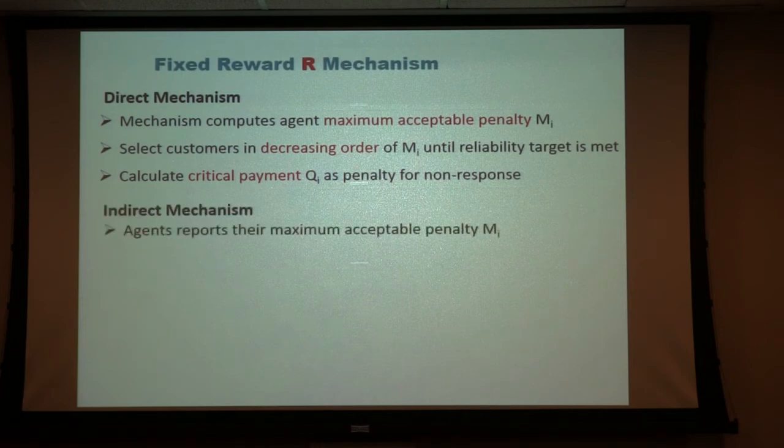And since the selection rule depends only on the penalty, we can also do an indirect mechanism. You don't need to give me the cost function, or just give me some information: what is the maximum penalty you can accept. That's an easy decision to think about when we present it.